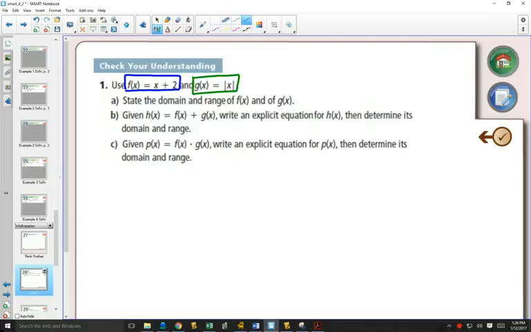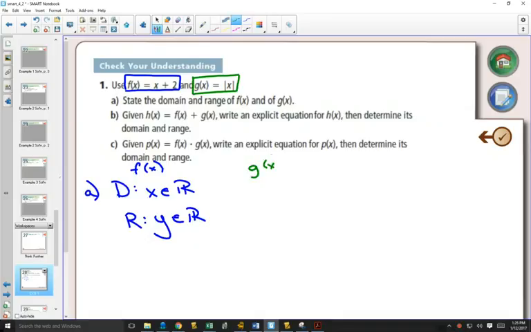So, domain of my blue function, which is f of x, is everything. And my range of that blue function is everything. Domain of g of x, which is the green function, is everything. And the range of g of x is y is greater than or equal to 0.